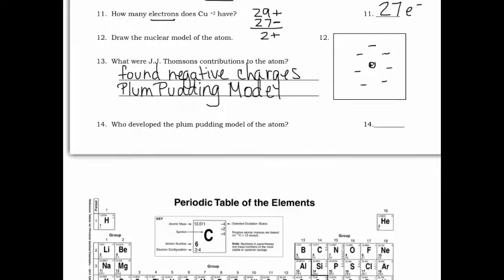Oh, number 14, who developed the plum pudding model? Probably should have a longer line here. That was Thomson. No P on that.